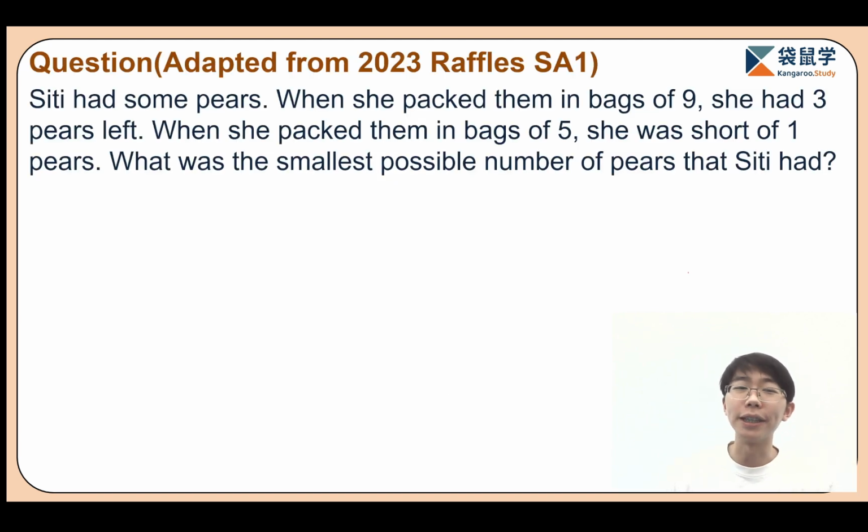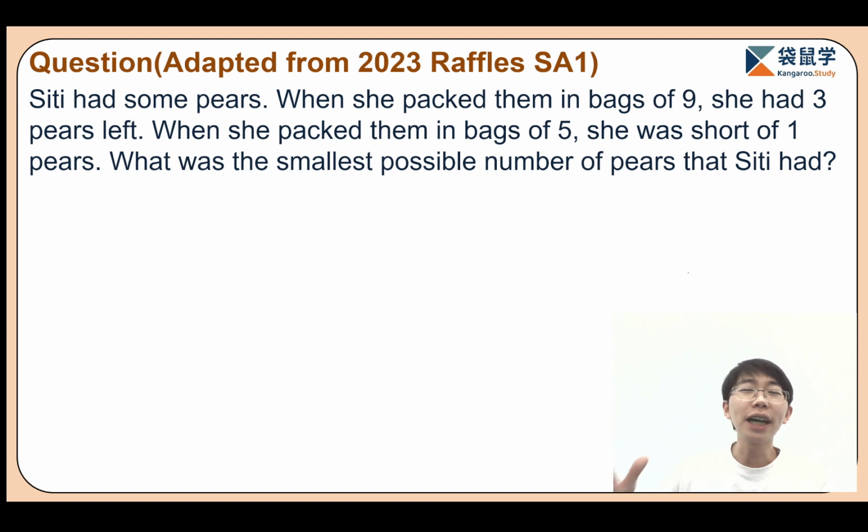Cindy had some pears. When she packed them in bags of 9, she had 3 pears left. When she packed them in bags of 5, she was short of 1 pear. What was the smallest possible number of pears that Cindy had?